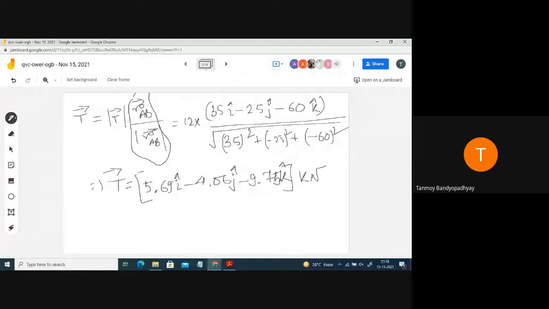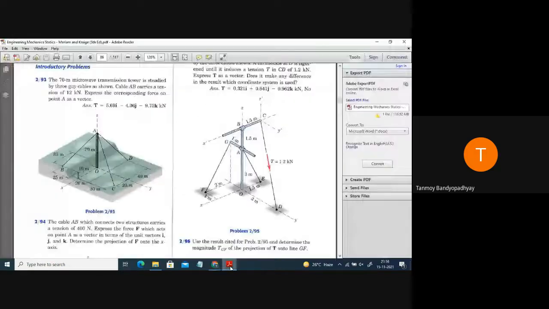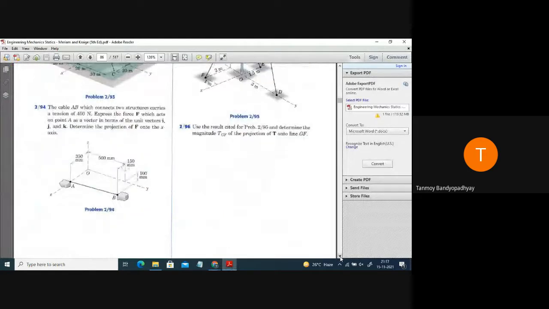So this is one method actually where you are given the coordinates. So once you are given the coordinates and all, this is the best way that you can do. So let's just move on to the next problem. Amra next problem tate jacchi. Let's move to the problem 294. It is also a similar sort of problem.